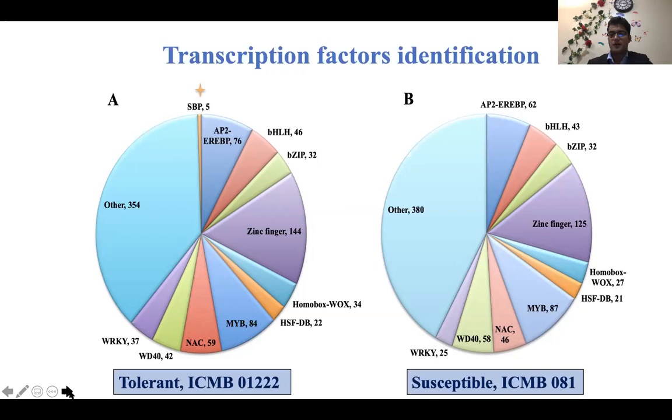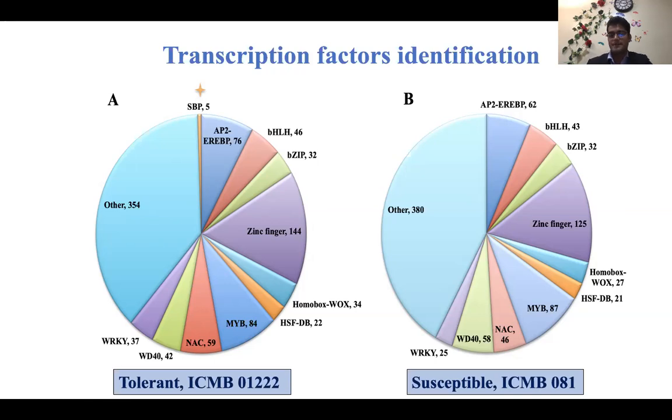The family which we observed most in salinity stress of pearl millet was zinc finger. This family has the most number in pearl millet during salinity stress, in both tolerant and susceptible. Other than that, we found some other families also, that is AP2 transcription factors, MYB transcription factor, NAC transcription factor, WRKY transcription factor, and WD transcription factor. And there were lots of other transcription factor families also that we observed.